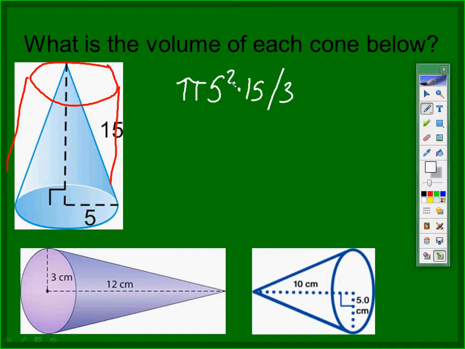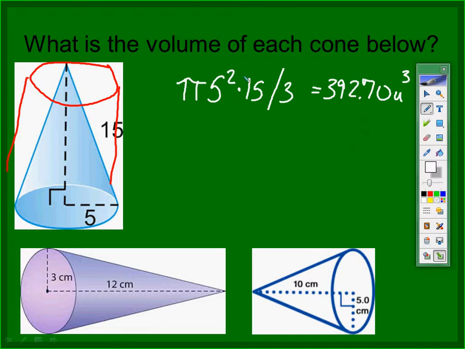So I could take pi times 5 squared times 5 if I would like, but if I'm punching it into a calculator anyways, which I likely am when I'm dealing with pi, I'm actually going to punch that in just straight across. Pi times 5 squared times 15 divided by 3. A rounded number would be 392.70, and this does not have units listed, so I'm going to just make it units cubed, or cubic units.